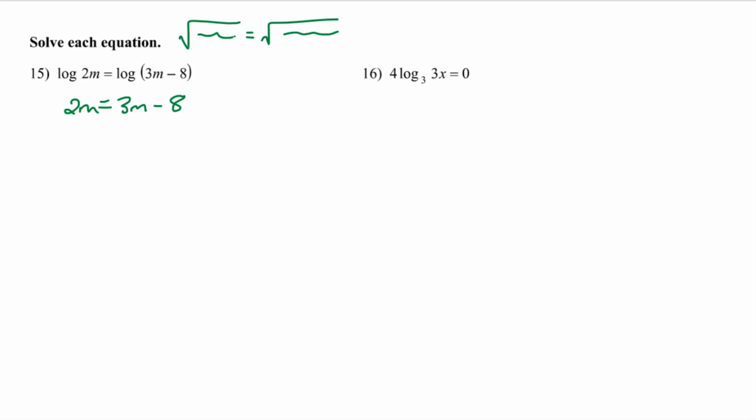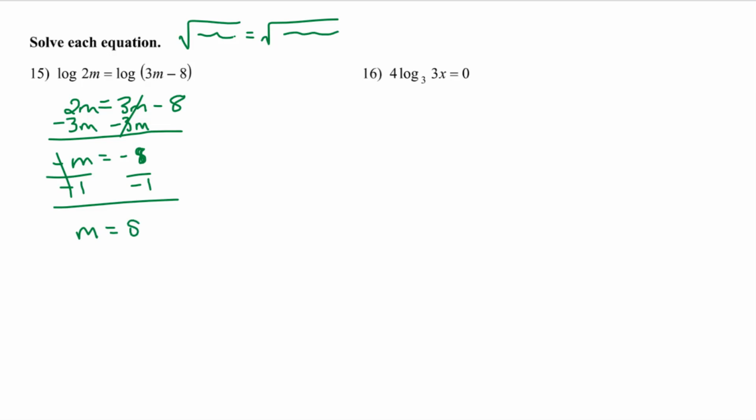This is a simple equation to solve because we want to get the m's on one side and the numbers on the other. So negative m equals negative 8, and then we divide both sides, or multiply both sides by a negative 1, so that m equals positive 8. There is a danger with logarithms of getting extraneous solutions. Extraneous solutions are solutions that occur by doing correct mathematical practices, but that should not actually appear as a solution at all. They're not actually solutions.